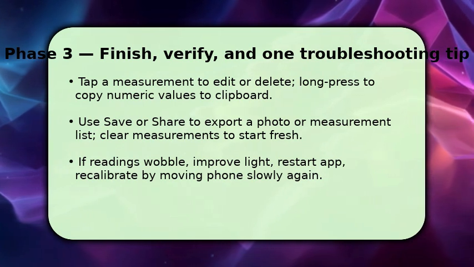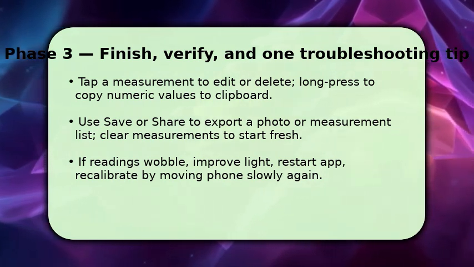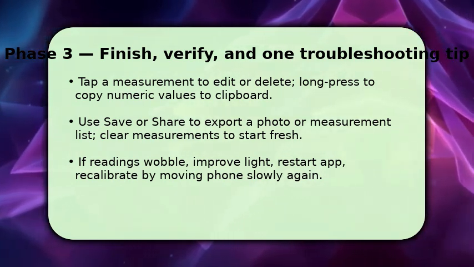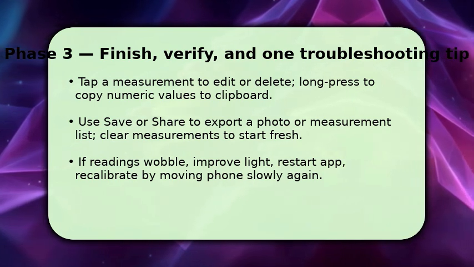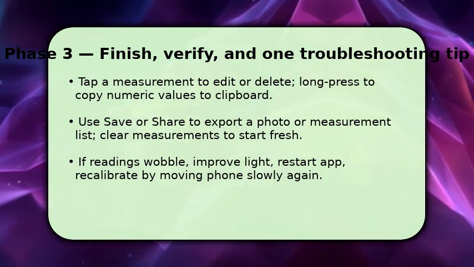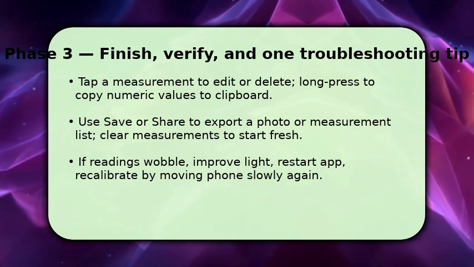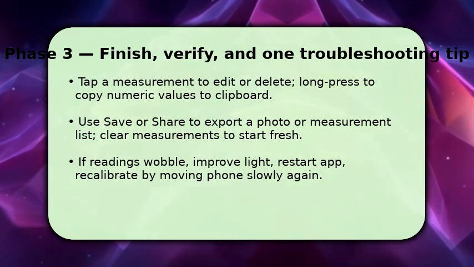If numbers seem unstable, improve lighting, bring the phone closer, or restart the app and recalibrate by moving the device slowly in a steady arc. This one troubleshooting step fixes most accuracy problems: good lighting and steady motion.